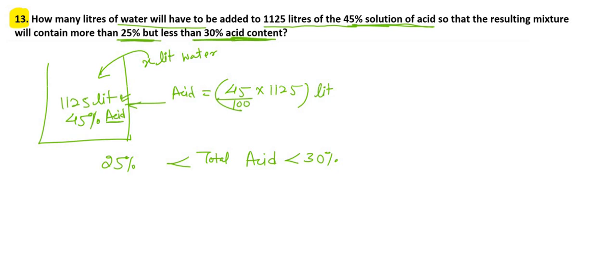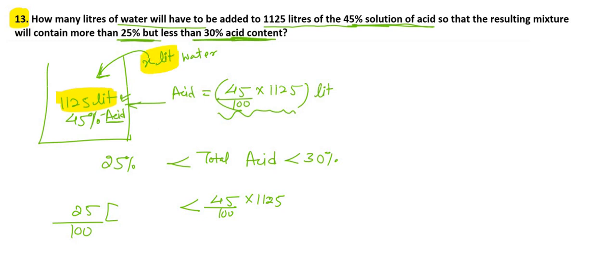No matter how much water you add in this, the acid stays the same. Acid will be 45 by 100 into 1125. This has to be more than 25% of the total solution. Total solution will be how much? Total solution will be 1125 liters that was already there, and x liters we are mixing.